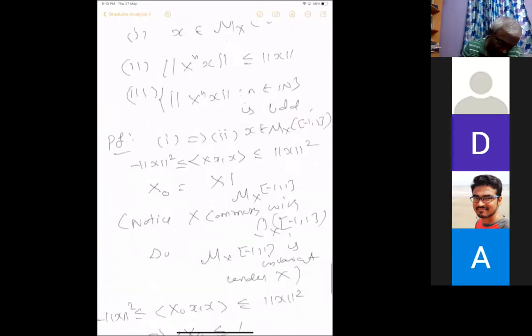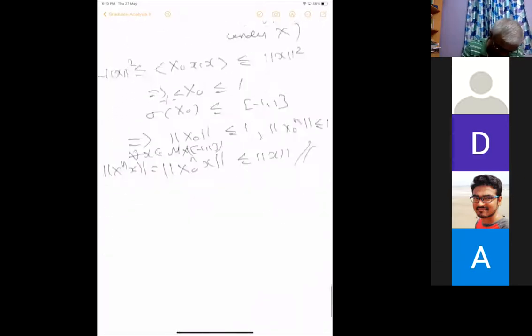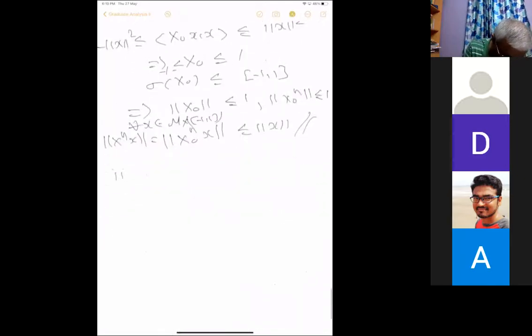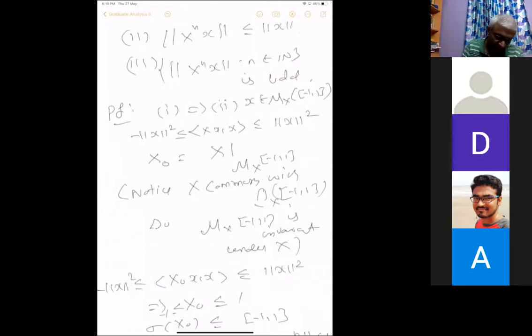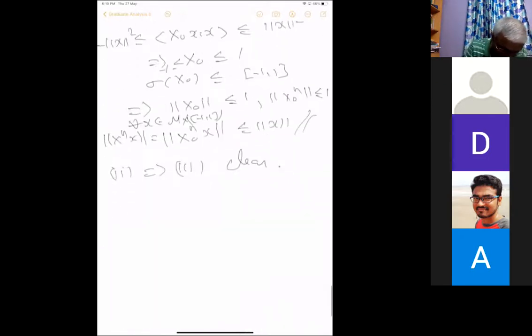So this proposition, one implies two, is proved. Now we want to prove two implies three, which is clear. It is just bounded. If it is less than norm x, it's bounded. Okay, that's clear. So x and x is bounded. Now we want to prove 3 implies 1.